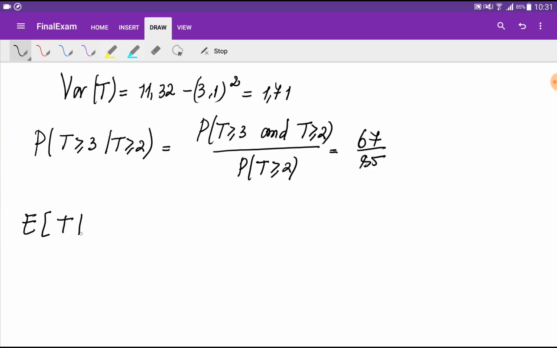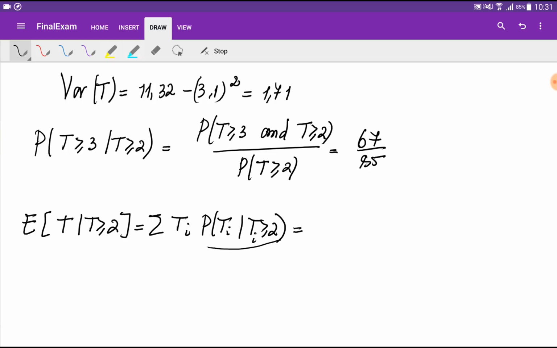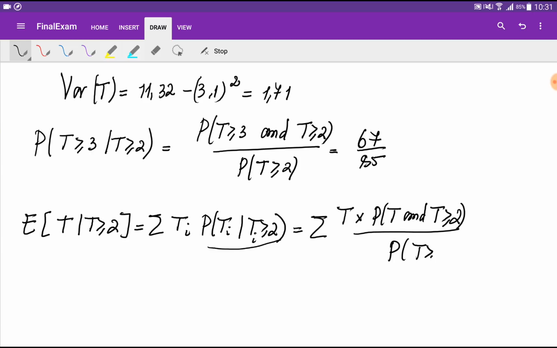So the expected value of the t, if the t is given more than t, is equal to the summation of the ti multiplied by the probability of ti given that t is bigger than t, and we just need to sum this. So I'm going to expand this formula using Bayes theorem. So this is going to be equal to the summation of t multiplied by the probability of t and t is bigger than t divided by the probability of t is bigger than t.